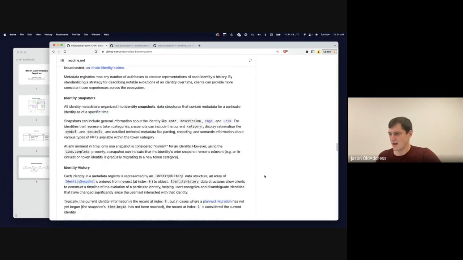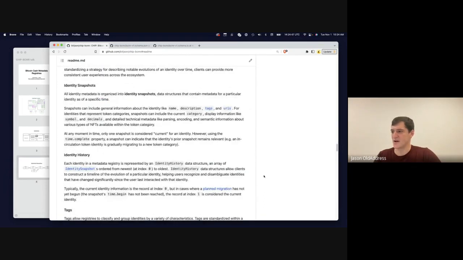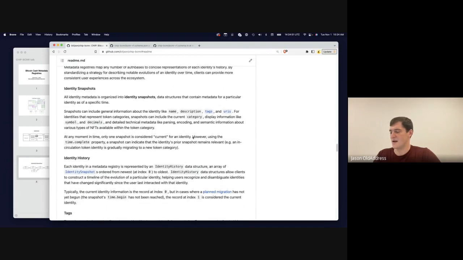So that kind of covers a lot of what's described here: identity snapshots, identity history, a few other details. Yeah, name, description, tags, and URIs are the only properties that are used in a lot of places in the registries. An item in the registry can have a name and a description, and that's very consistent across lots of parts of the registry. Identities can be tagged, so that's just a detail. A lot of token systems and a lot of metadata systems across various cryptocurrencies support tagging systems.